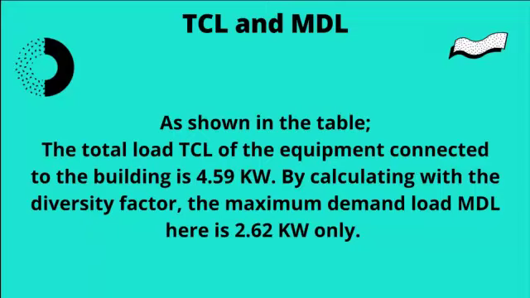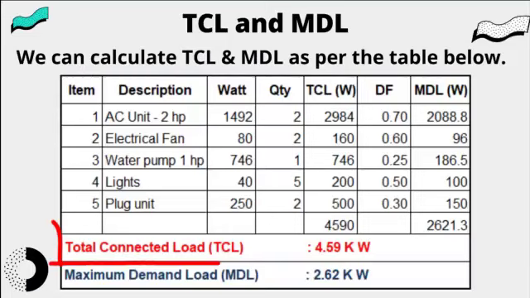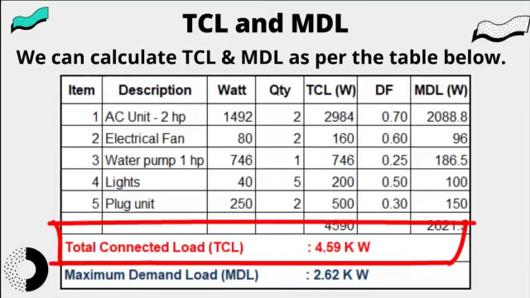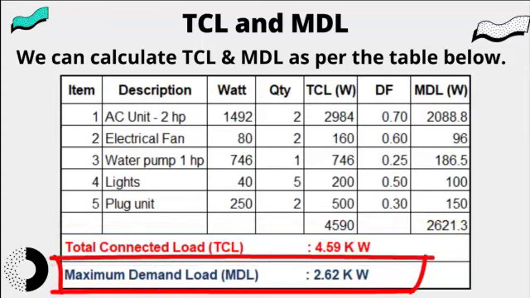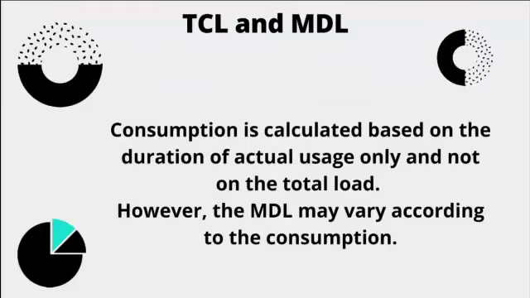As shown in the table, the total connected load of the building is 4.59 kilowatt. According to the diversity factor, the maximum demand load here is 2.62 kilowatt only. Consumption is calculated based on the duration of actual usage only and not on the total load. However, the MDL may vary according to the consumption.